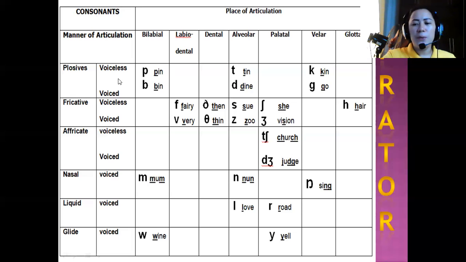So for manners of articulation, it's how you articulate the sound. Like in the plosives, it means it's like an explosion, from plo, plop, like p, b. There is an abrupt release of air. T, d, k, g. From the word blow, blows, so explosion. Remember that.